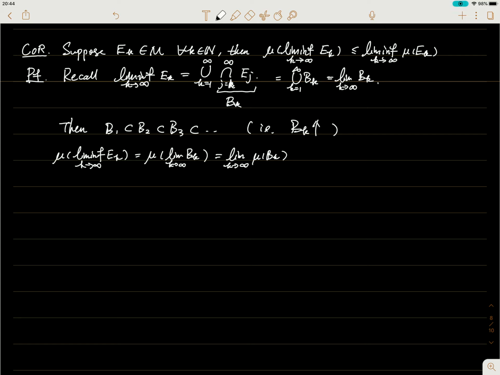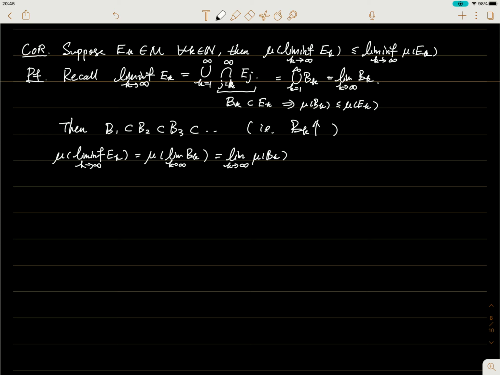And now remember that B_k is defined in this way. Okay, so B_k is the intersection of that. So that means B_k must be contained in E_k, because it's the intersection of E_k, E_{k+1}, E_{k+2}, and so on and so forth. So it must be contained in E_k. And if this is contained in E_k, this actually means that the measure of B_k is less than or equal to the measure of E_k.